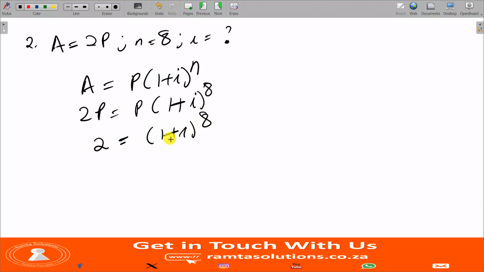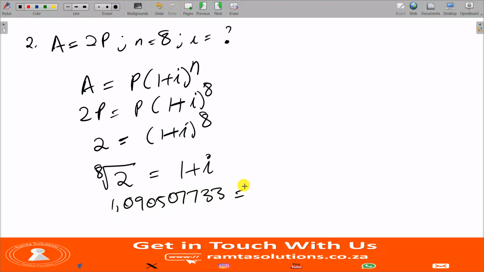Now, you guys know that when you are working with a power, you can make it a root. I remember when the power was 2, you used to make it square root. Now it's a power 8, so you're going to make it an 8th root. So what is the 8th root of 2? It is 1.0905077733.